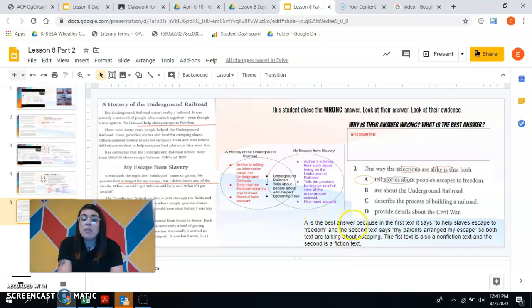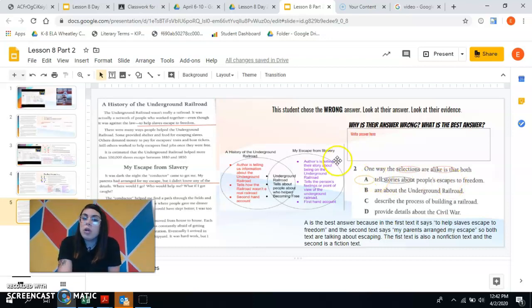And it says A is the best answer because the first text says it helps slaves to escape to freedom. And the second text says, my parents arranged my escape. So both texts are talking about escaping. The first text is also a nonfiction text, and the second is a fiction text. So they chose A, that they both tell stories about people's escape to freedom, but this one's wrong.